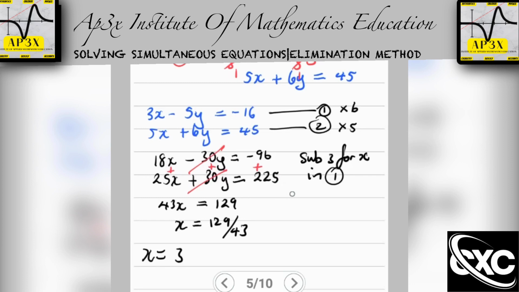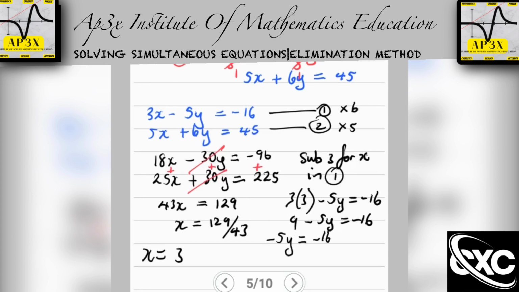So that means I'm going to have 3 multiplied by 3, because that's x right here. 3x, 3 times 3, pardon me, minus 5y is equal to minus 16. So this is 9, take away 5y is equal to minus 16. Transpose the 9 to the right side. I'm going to end up with negative 5y equals negative 16 minus 9. That's going to give me negative 5y is equal to negative 25.